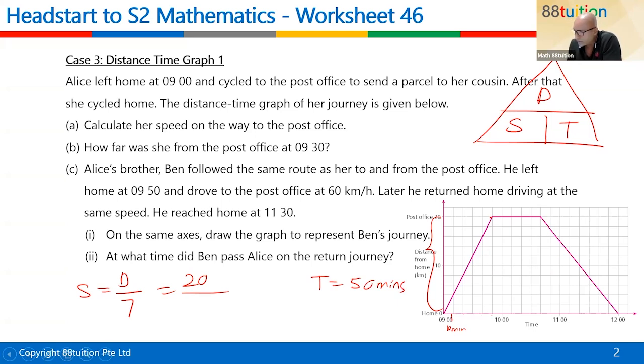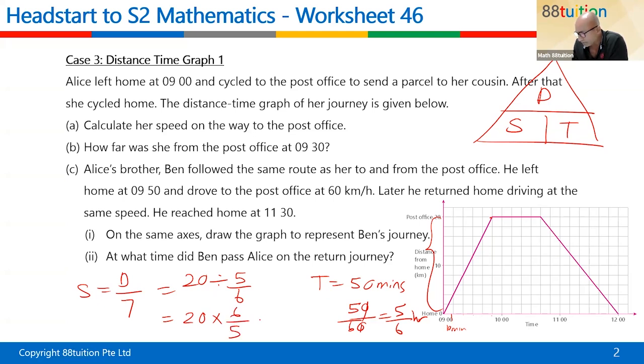But remember, they're dealing with kilometers per hour, so you've got to convert the minutes into hour format. How do you convert? You just take 50 divided by 60, right? You cancel the zero, so it's 5/6 hours. So it's 20 divided by 5/6. Now, if you change the divide sign into multiplication, you've got to invert the fraction. So it becomes 6/5. So it is actually 120 divided by 5.